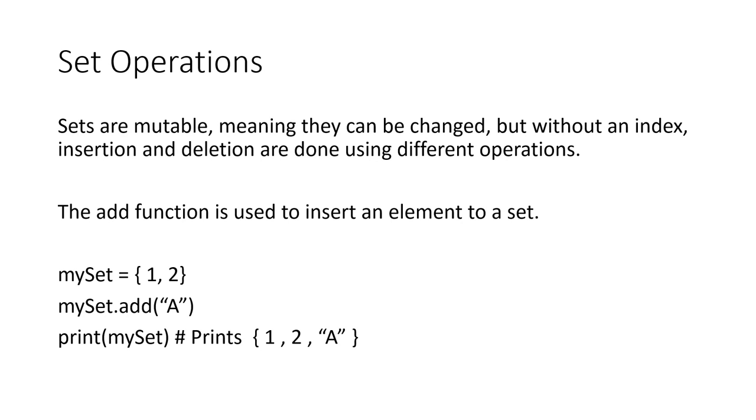Now sets are mutable, meaning they can be changed, but since we can't reference items within them by index, insertion and deletion are done using different operations. The add function is used to insert an element to a set. For example, if we take the set 1, 2 and we want to add the string a to it, we would use mySet.add, as you see here. We could then print out the contents of the set and see that a has been added to it. Again, a could occur in any position, and depending on how you run this on your computer, it may not be at the end of the set.